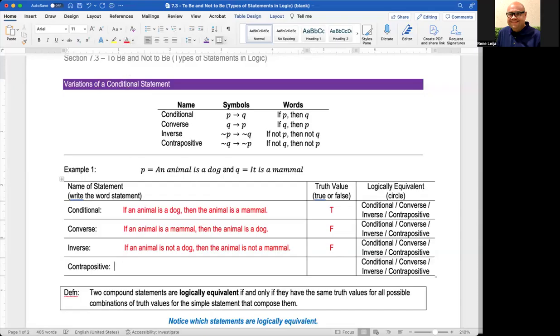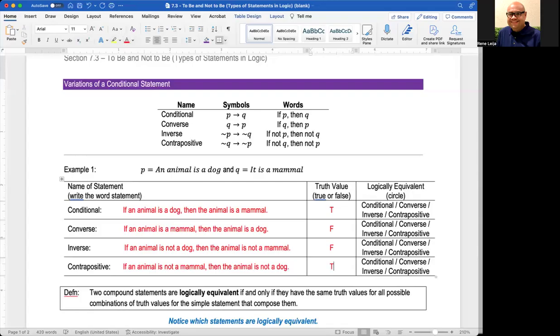All right. Now the contrapositive is we take the converse, the Q then P, and we negate those. So that's going to read if an animal is not a mammal, then the animal is not a dog. If an animal is not a mammal, then the animal is not a dog. And that is true.